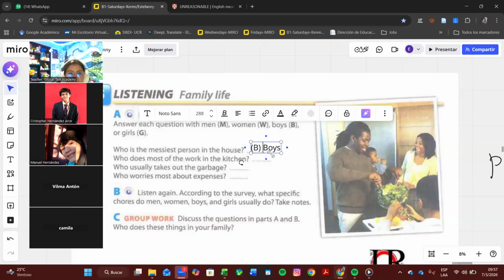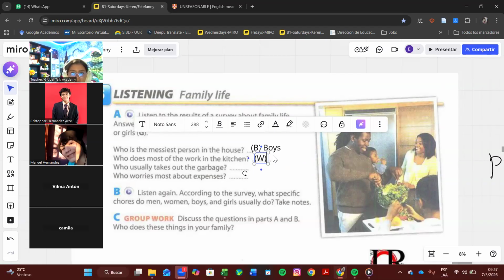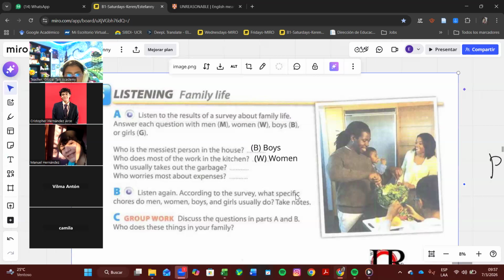Then we have, who does most of the work in the kitchen? Women and girls. Woman and girl. Right, women. So W. Excellent. So women, and they said that we have like an 84% of people saying that.